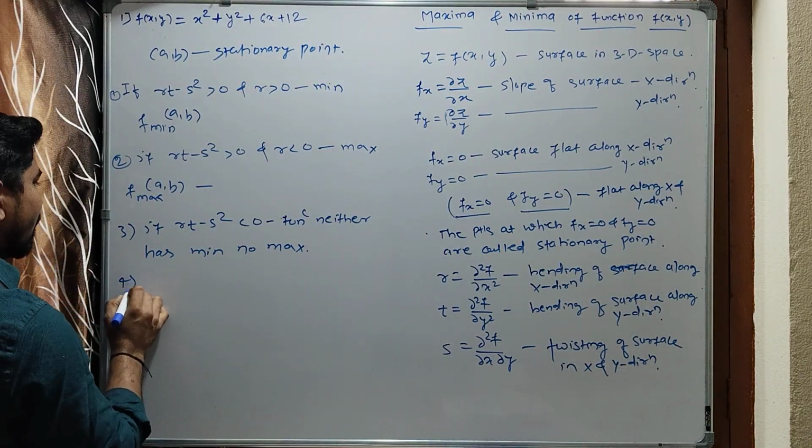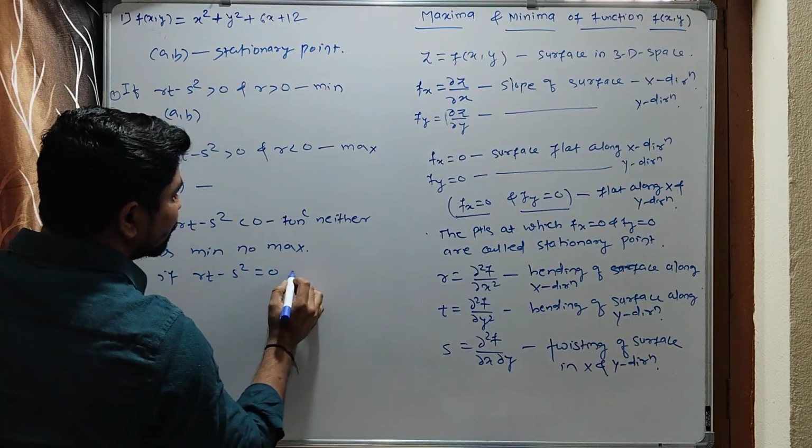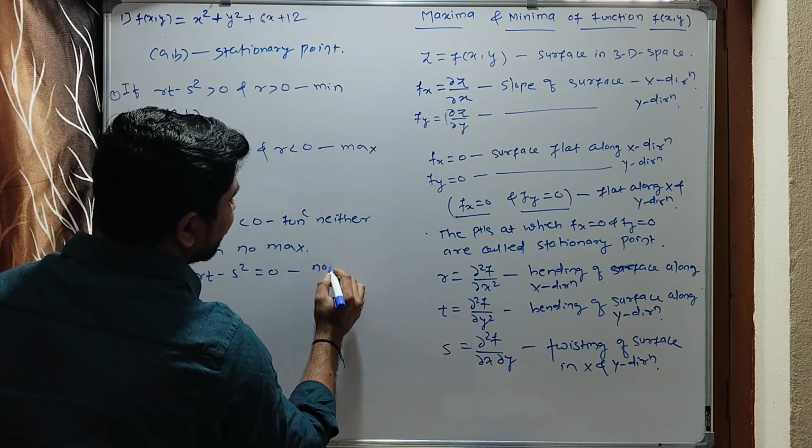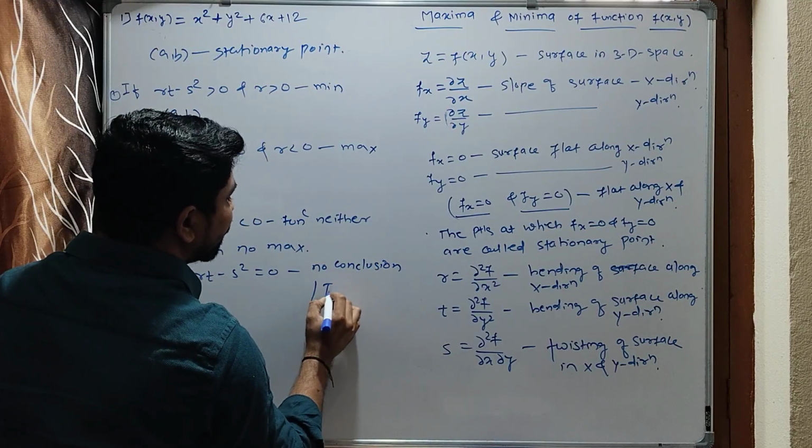And fourth case, if rt minus s square is equal to 0, there is no conclusion, or we can say the test fails.